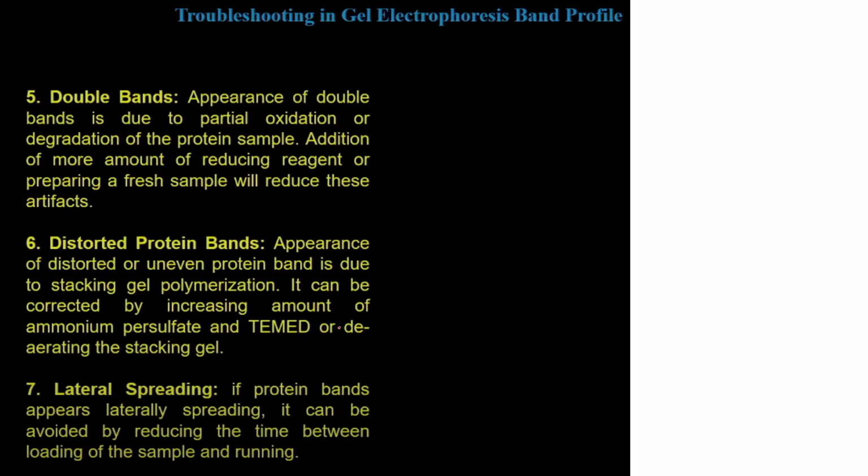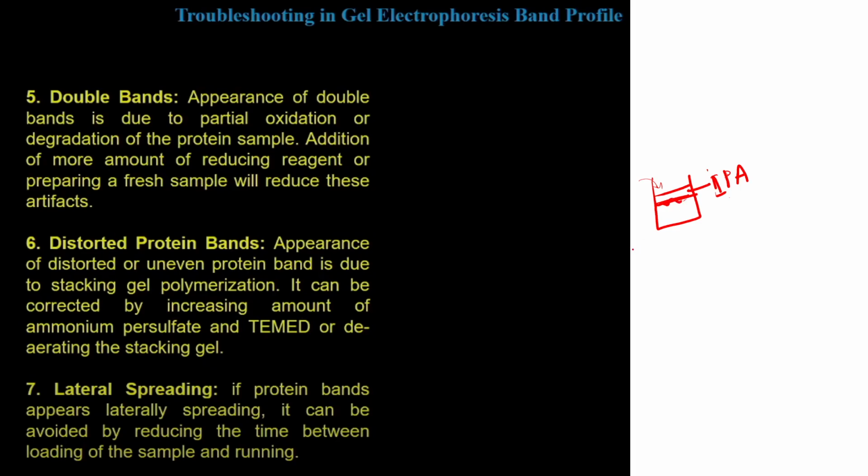Second thing is deaeration of the stacking gel. So whenever we are pouring the gel, when we pour the separating gel, it is a good practice to pour some amount of isopropanol or IPA, isopropyl alcohol, over the separating gel, and once the separating gel solidifies, you remove the IPA and then pour the stacking gel. What does IPA do? IPA prevents the auto oxidation or air oxidation of the separating gel. So IPA actually prevents all these dips that are happening.